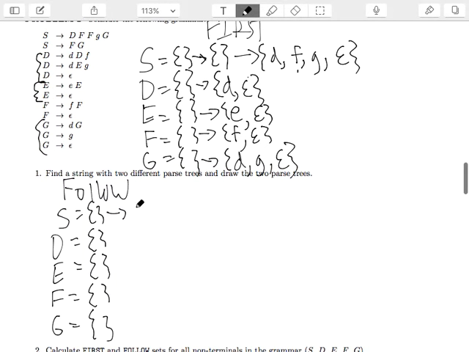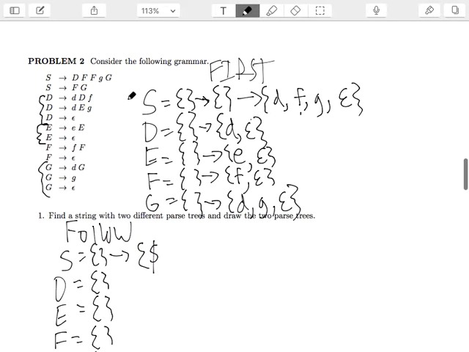What do I always add to the starting non-terminal's follow set? End of file, dollar sign. Yeah, I could even do that here if I wanted to. That's totally fine, but I'll just do it here. Okay, so I want to calculate S's follow sets.